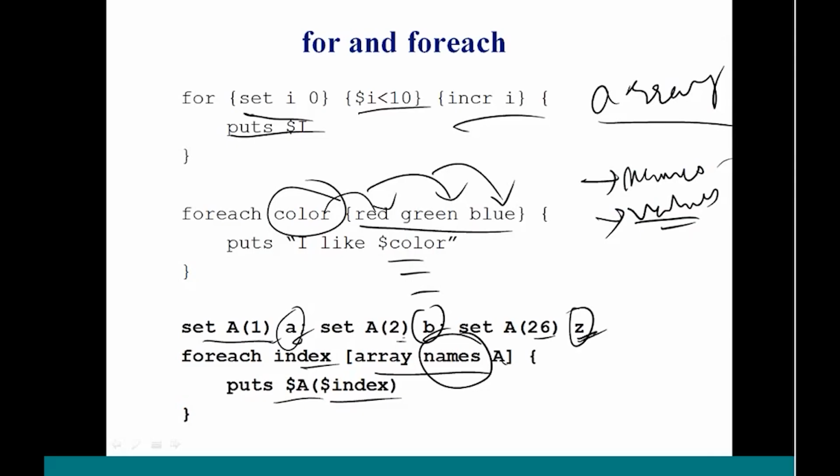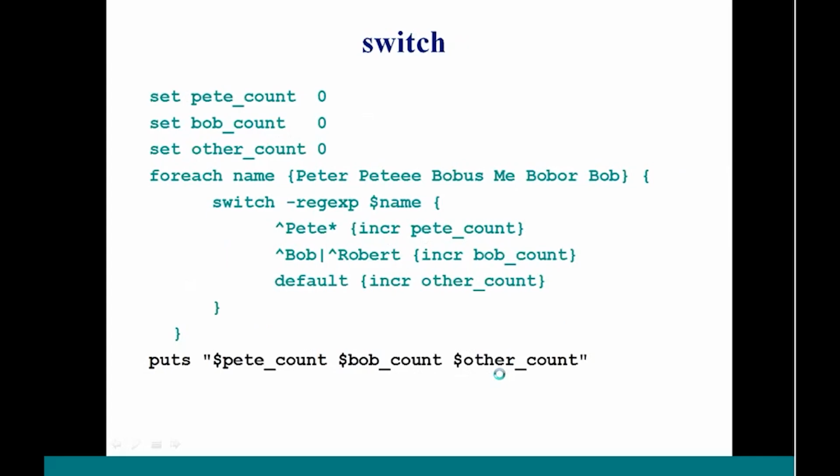So in this case, when we say array names A and then puts a dollar index, we can see that this program will output A, B and 0. And then finally, this command called switch is very similar to the case statement that you may be familiar with. So here we see another example.